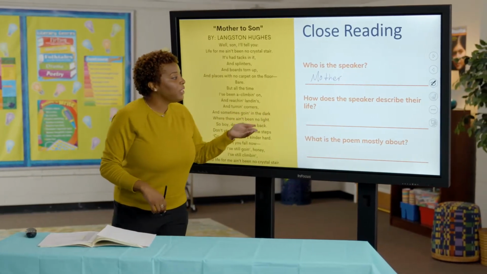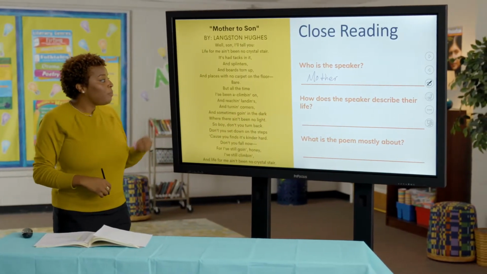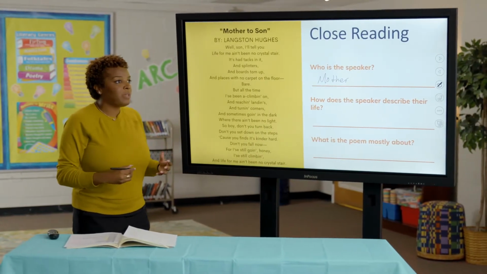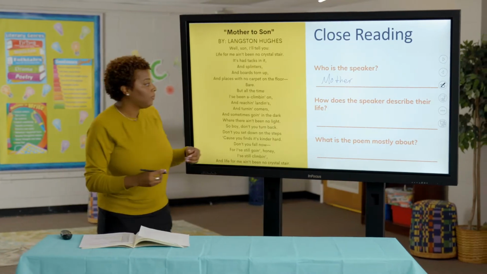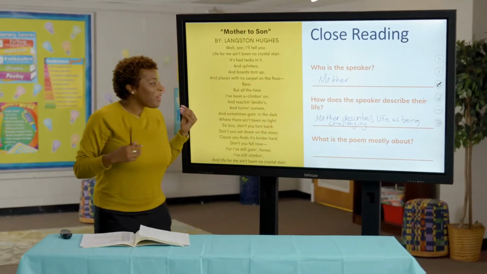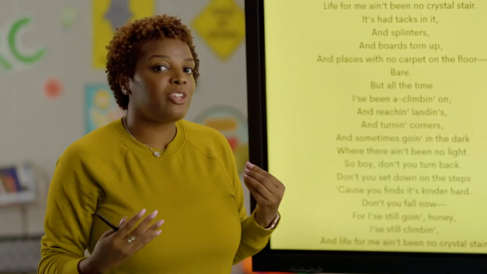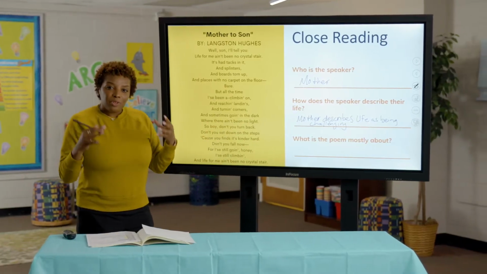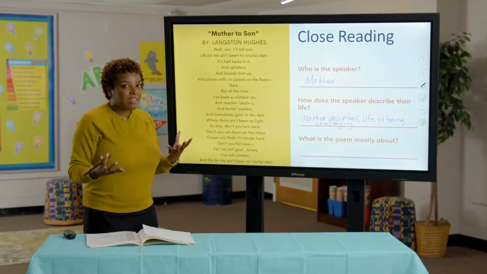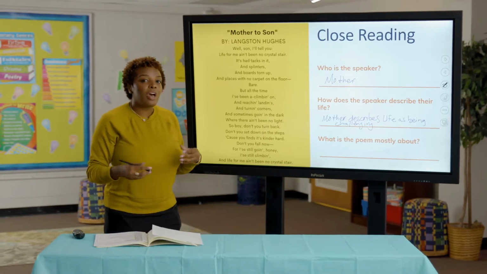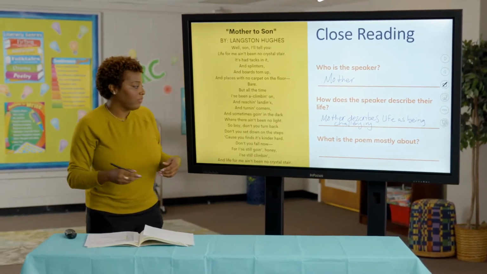So how does the speaker describe their life? Based on my initial reading, the mother is describing their life as being somewhat challenging. How does the speaker describe their life? The mother describes their life as being somewhat challenging or a challenge. What is the poem mostly about? After this first read, Ms. Moore can say that my initial gist statement is that the mother is telling their son about the many ups and downs in life.